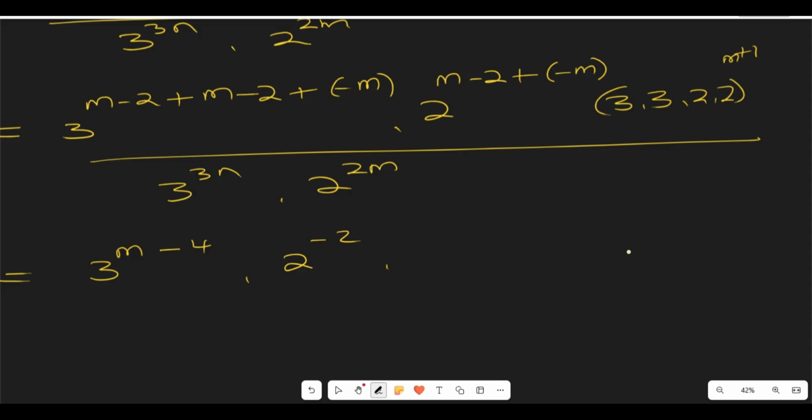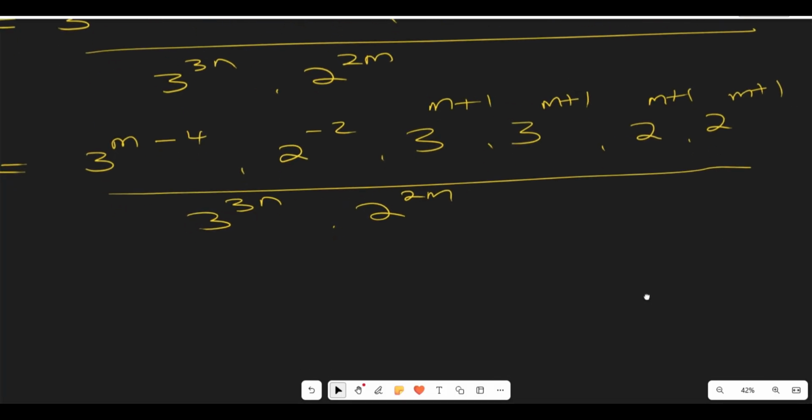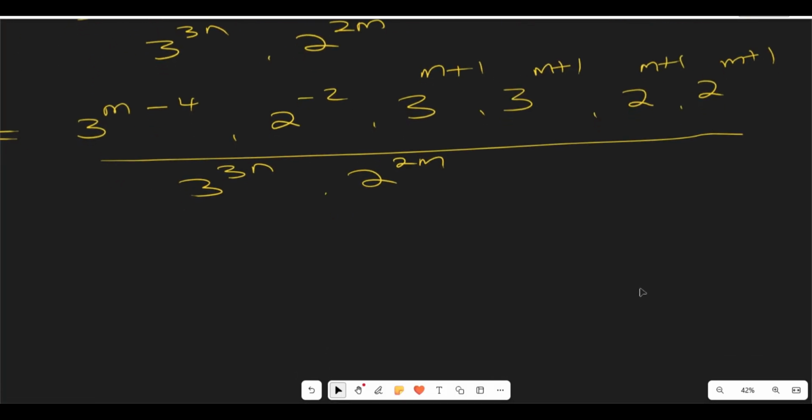Okay, let's continue. Let's break this apart. So we'll say 3 to the power m plus 1, right? And multiplied by 3 to the power m plus 1. So 2 to the power m plus 1, 2 to the power m plus 1. So the denominator still is the same. It's 3 to the power 3m and 2 to the power 2m. So we're trying to simplify it, doing it bit by bit till we crack it apart. Because once you rush it, you might just not get the answer.